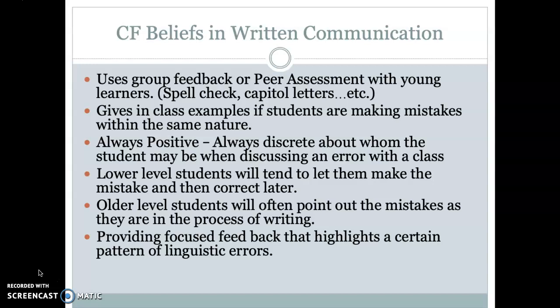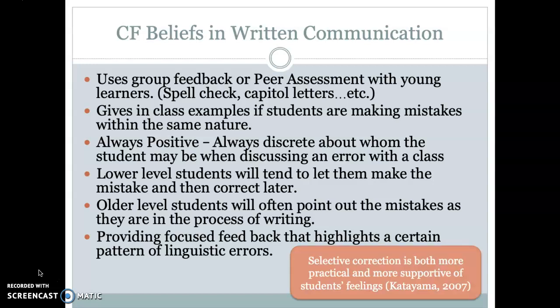So he likes to be focused and selective upon the error at hand. Selective correction is both more practical and more supportive of students' feelings. Katayama, 2007. So I felt this went hand in hand with his ideology of written corrective feedback.